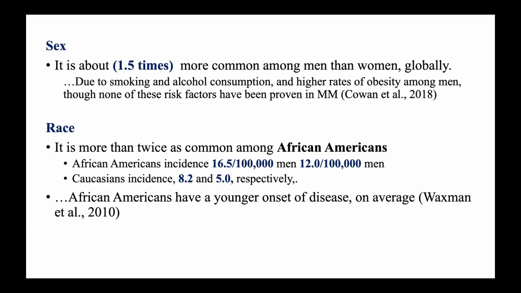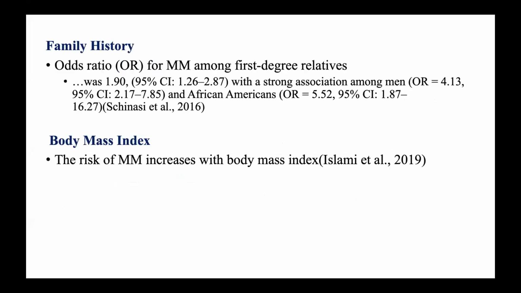As for race, African Americans have a high incidence of 16.5 in 100,000 persons, compared to Caucasians, which is 8.2 in 100,000 persons. What is unique here is that African Americans have a younger onset of disease on average.